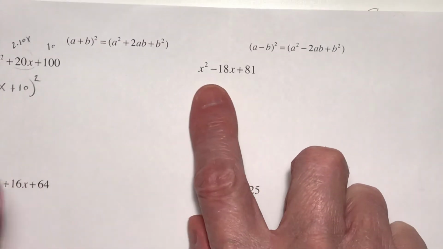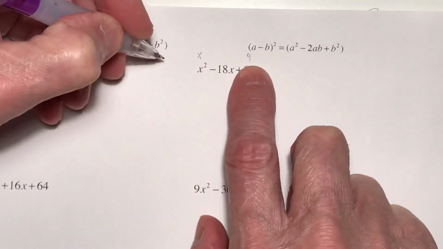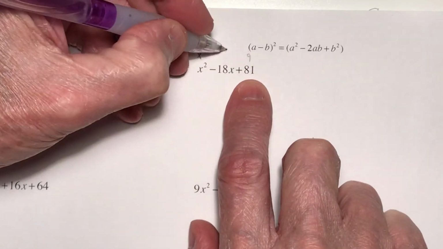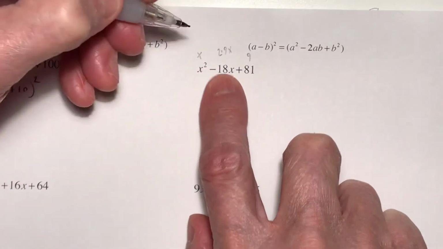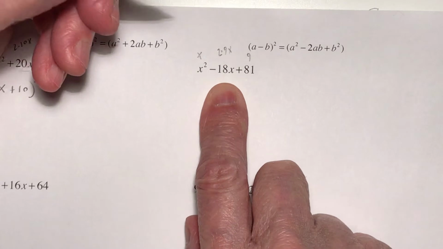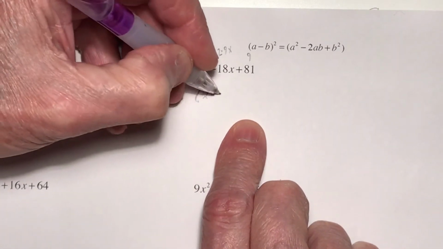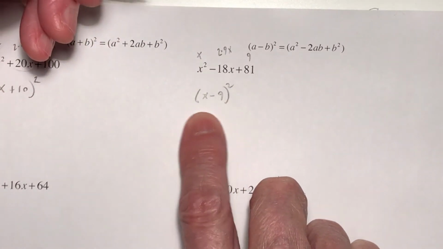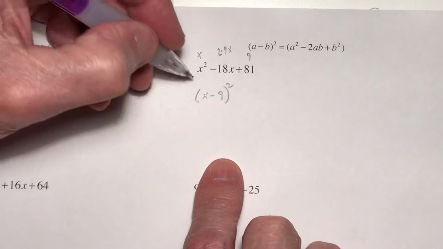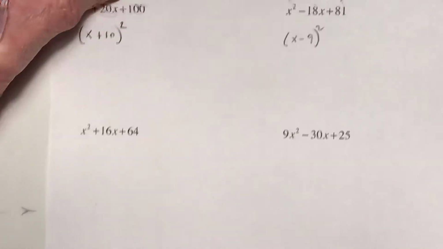Next one over. Here's the square of x, and here's the square of 9, and if you do 9 times x and times 2, you get 18x. This says minus 18x, so no problem. You write x minus 9 squared. If you multiply out x minus 9 times x minus 9, you will get that back. Try it if you don't believe me.